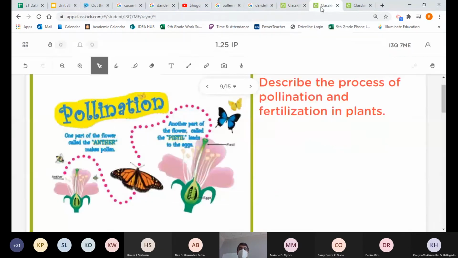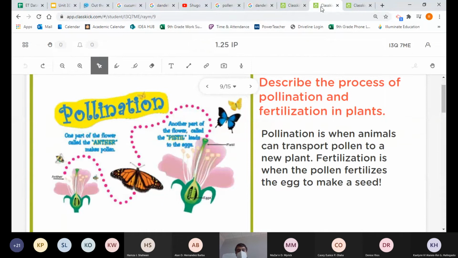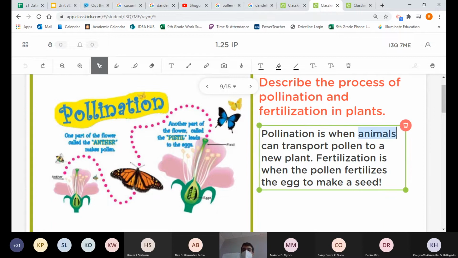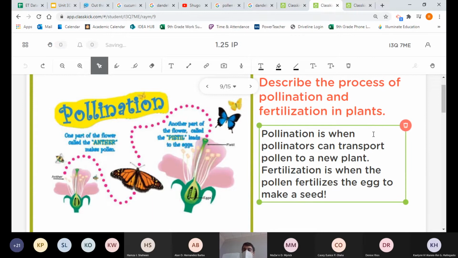So I hope that what you noticed was something like this. Pollination is when pollinators can transport pollen to a new plant. Fertilization is when the pollen fertilizes the egg to make a seed. So there you go. Like I mentioned, some plants can self-fertilize, but that's kind of a limiting gene pool.